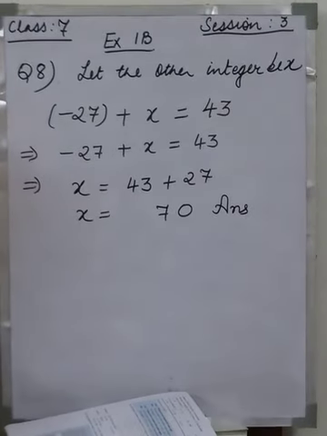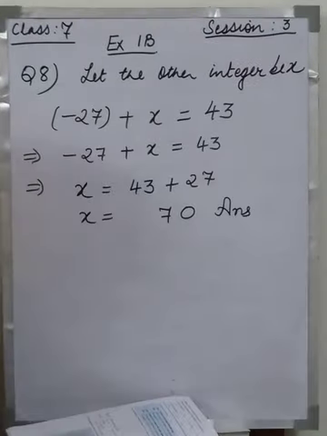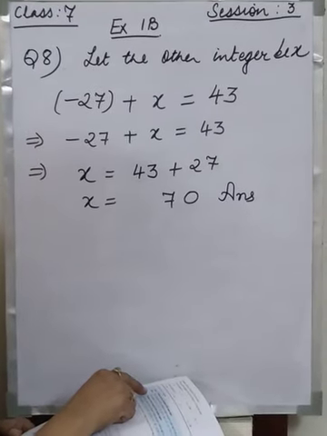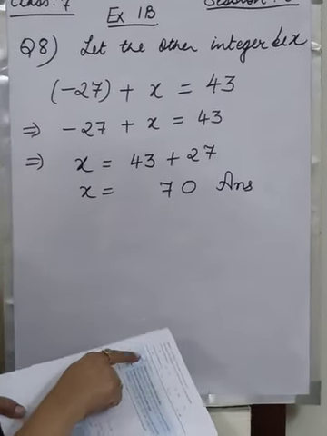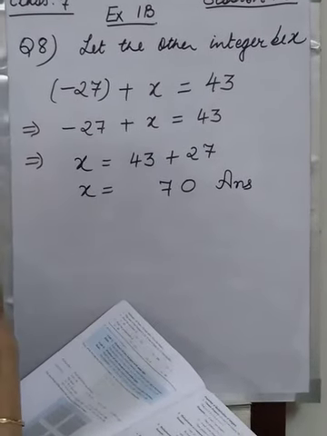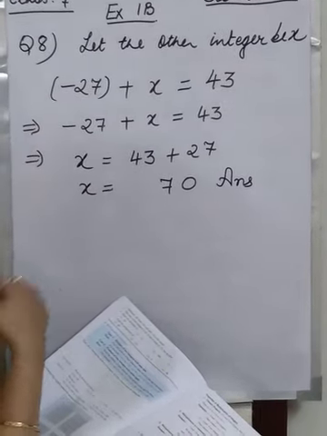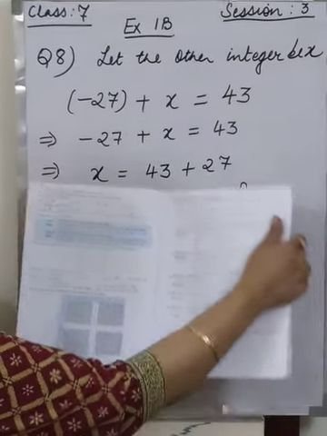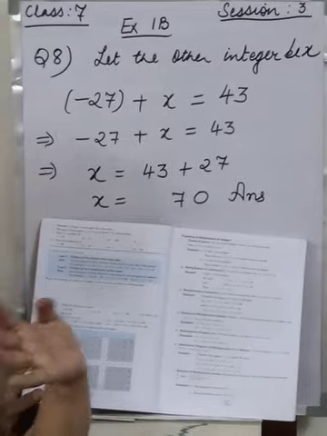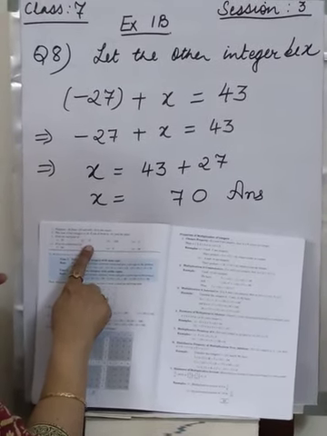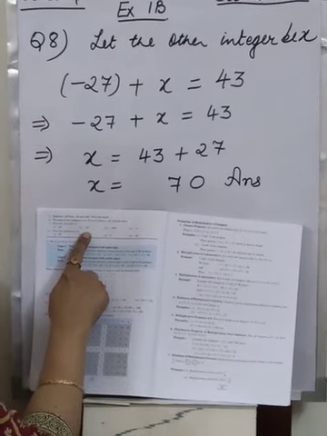Question number 9. We need to write the successor. Successor means the next number. So I hope you can write the successor very well. The successor of 30 is 31. Now the problem comes when we write the successor of a negative integer. The successor of minus 70 is one number after, that is minus 69.